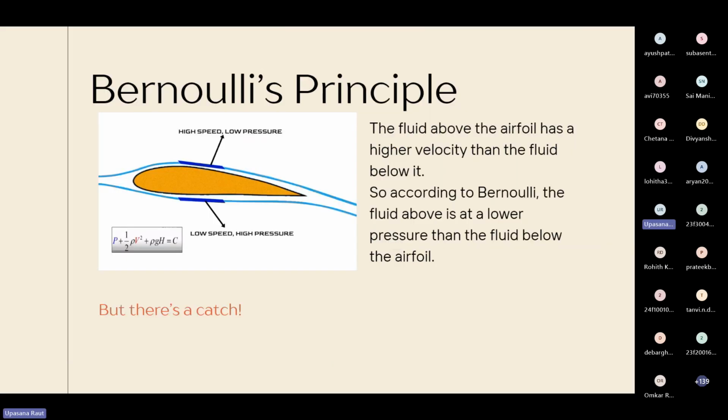So someone was asking why the particles above and below need to reach the end at the same time. It's because the full flow needs to be a single flow. The flow can't be separated. If we separate the flow, there would be some wake behind it. So that's one of the assumptions of Bernoulli's principle, that the flow is laminar. Here we have taken that for the explanation.